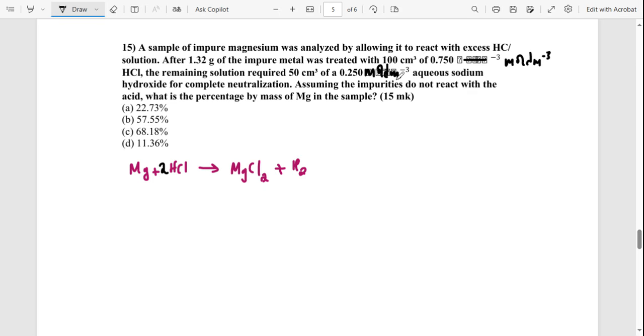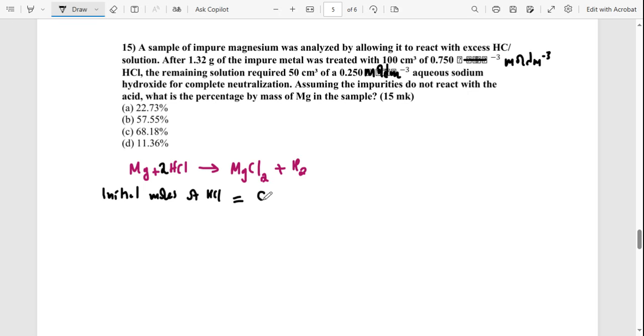So in other words, let's determine how much hydrochloric acid reacted with the impure metal, from what we've been given. We are going to first calculate the initial moles of HCl. We've been given the information: we had 0.75 mole per cubic decimeter of 100 cubic centimeters.